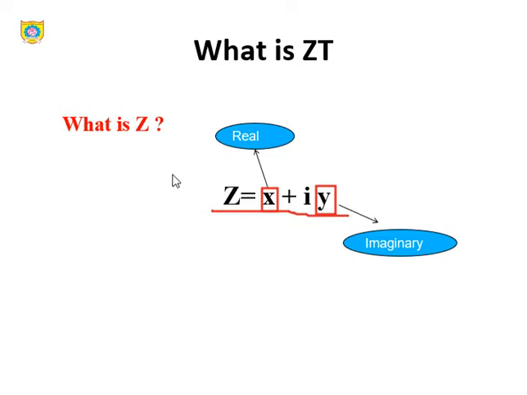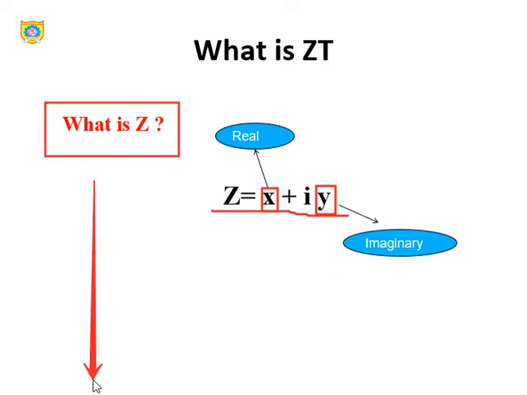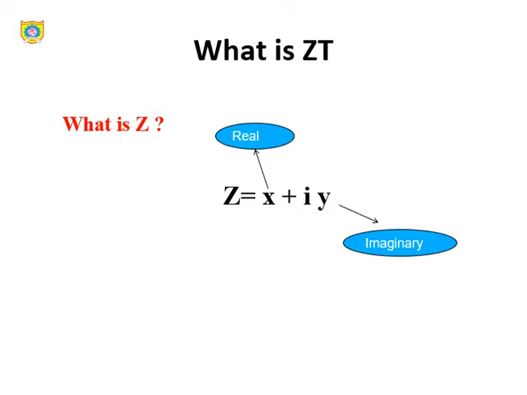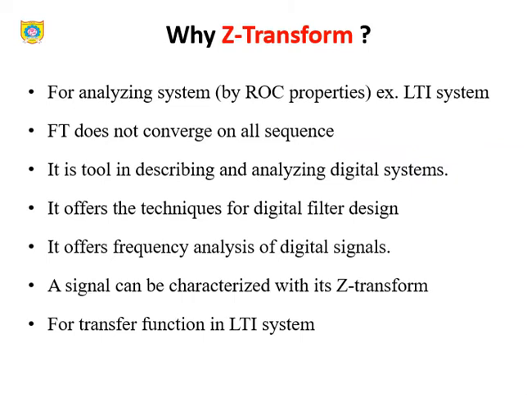When we discuss the Z transform specifically, we are interested in the real part as well as the imaginary part, because the Z transform is simply a combination of real and imaginary parts. That is why, when we plot any Z transform, we plot it with respect to the real and imaginary parts. So let's discuss in detail why to go for the Z transform.